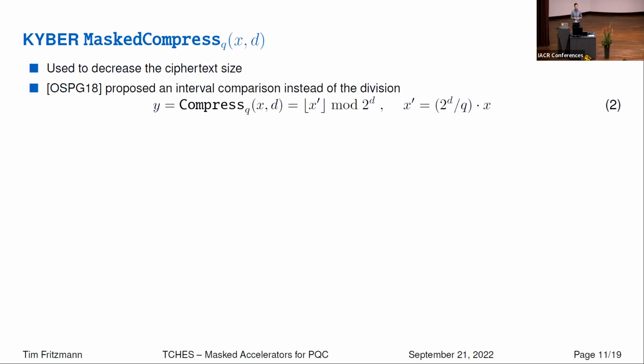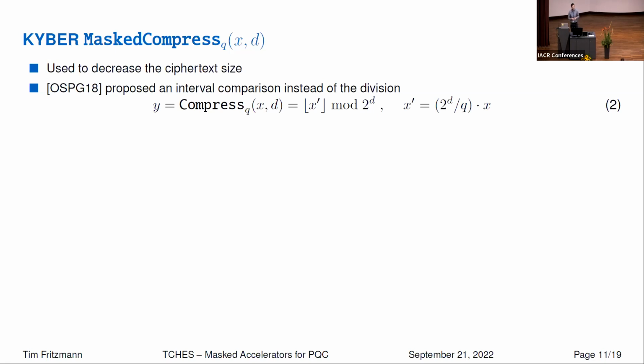the A to B conversion, the arithmetic to Boolean conversion, is the masked ciphertext compression. The masked ciphertext compression reduces the size of the ciphertext, and it can be computed according to Formula 2. The most difficult part in this equation is the division by the modulus Q. While this is easier in a non-masked setting, it is quite challenging in a masked setting.